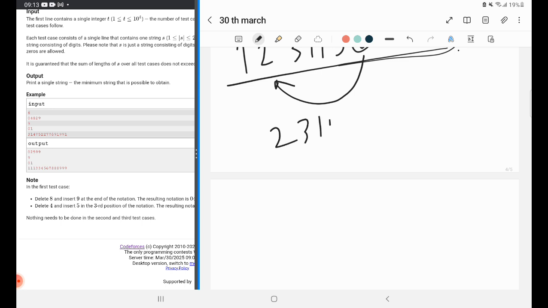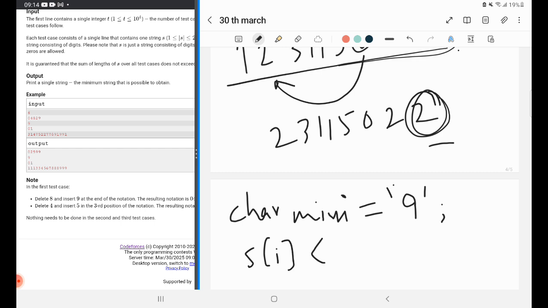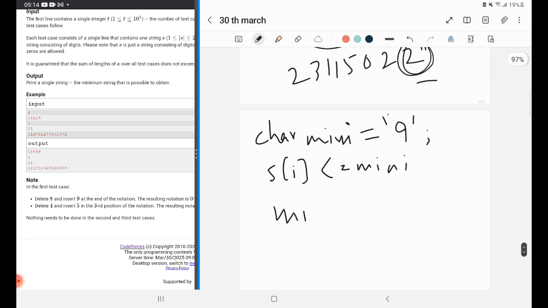So let's say if we had this, we would start from the extreme right of the string, right? And we would take a variable called minimum. So let's take int mini equal to 9, right? Okay, not int, we'll take char. So let's take char mini equal to 9, right? And then we will start from the extreme right hand side, and if we find that s of i is less than or equal to mini, then what we will do is simply update mini with s of i.